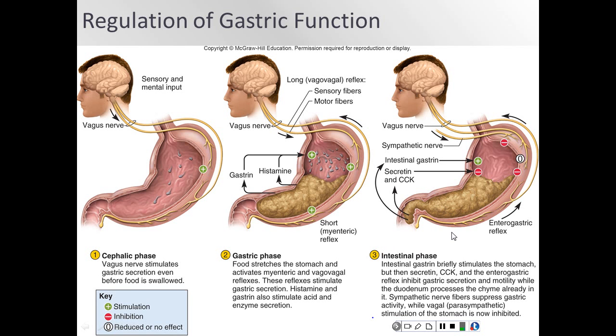Now the enteroendocrine cells also secrete glucose-dependent insulinotropic peptide, the GIP. Now this peptide appears to be more concerned with stimulating insulin secretion.